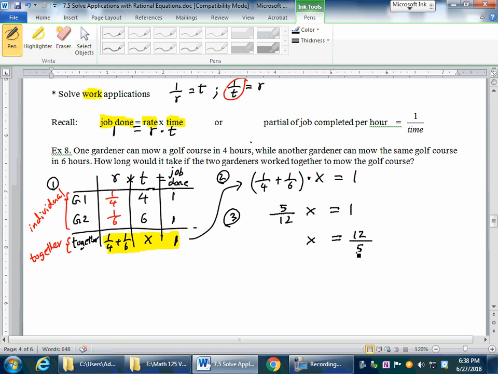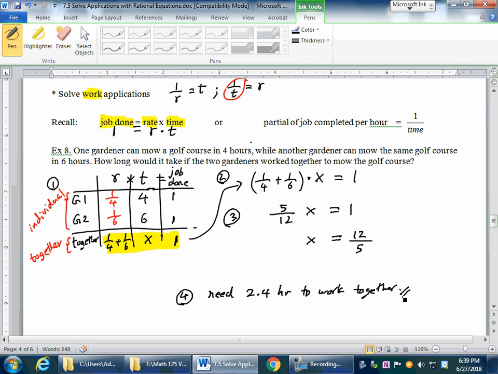So now I know that the time they need working together will be 12/5, which is another way of saying 12 divided by 5. That gives me 2.4 hours. So I can say that it needs 2.4 hours to work together. That will be the final answer.